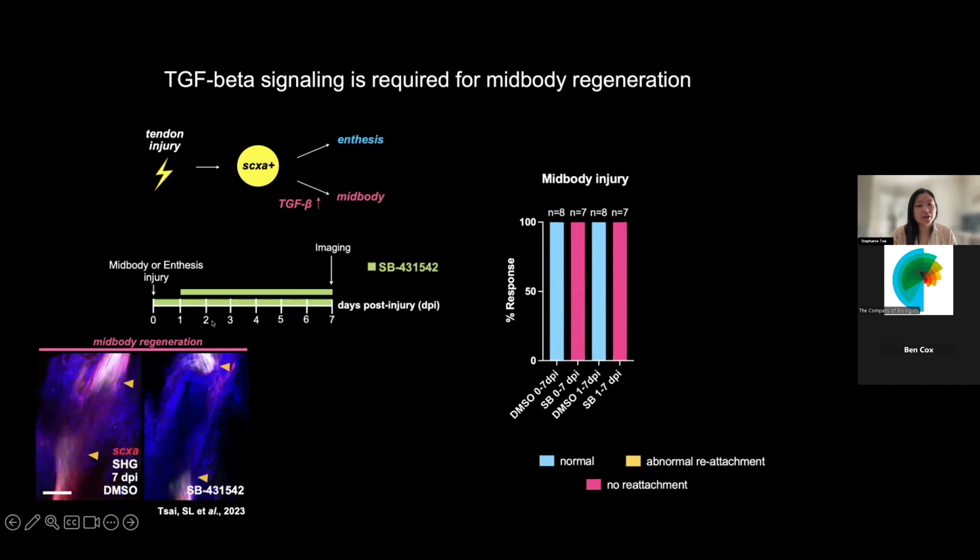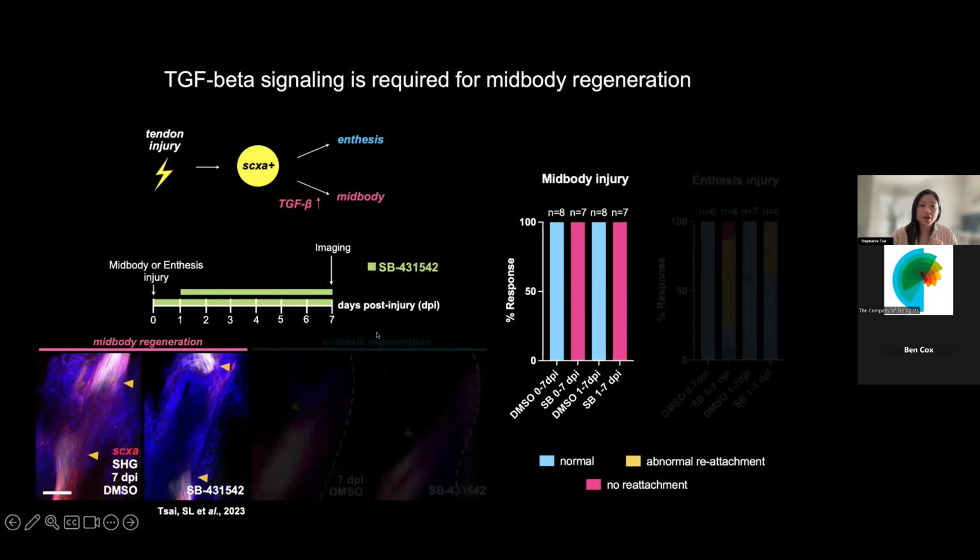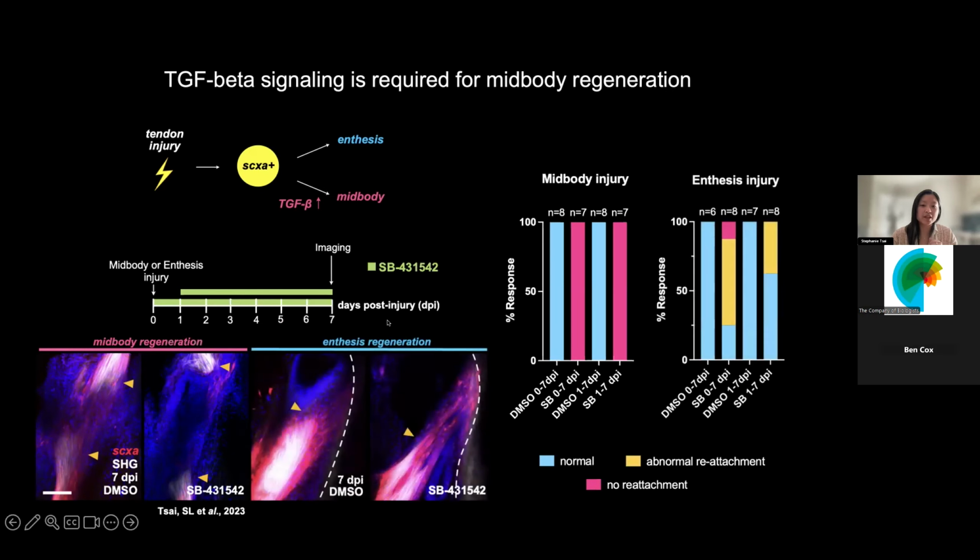In prior published work, I had shown that if you inhibit TGF-beta signaling using a chemical inhibitor beginning immediately after injury, or even delaying the onset to 1 day post-injury, you get a complete inhibition of regeneration. The severed ends fail to form a bridge that reattaches, and this is quantified on the right here. What was surprising was when we performed the same regimens in the enthesis regenerative context, the phenotype was less severe. If I started the inhibition immediately after injury, most of them could still reattach to the bone in some way. And if I delayed the treatment by 1 day post-injury, most of them reattached and actually looked quite normal at 7 days post-injury.